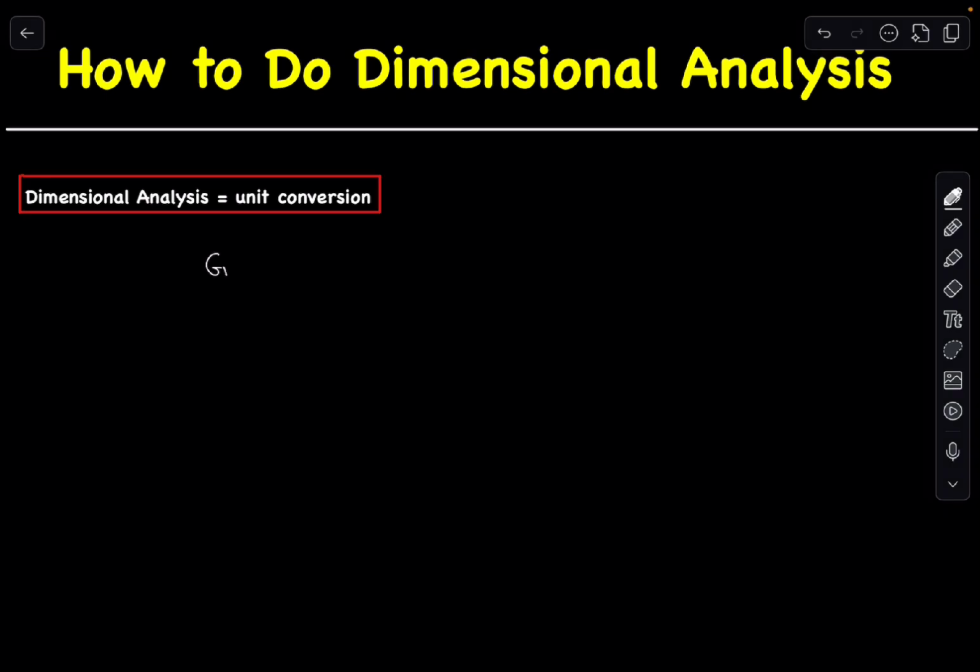So here's the setup. You always want to start with what you're given. Then multiply by a conversion factor that cancels the original units and gives you the units that you want. So that will be given times desired units over original units. Let's see how this works with an example.